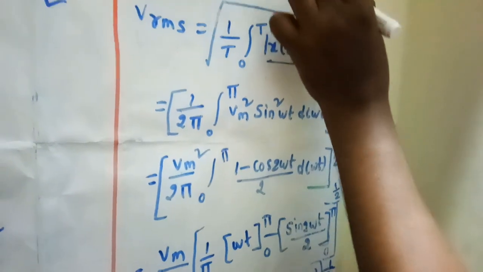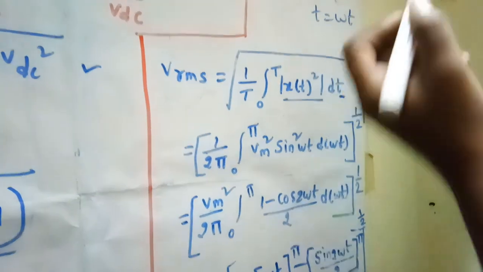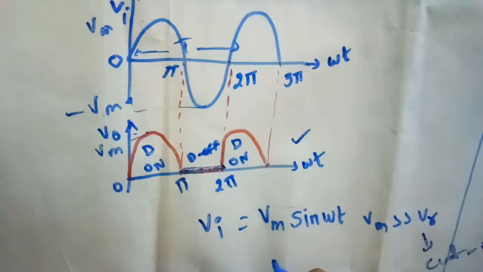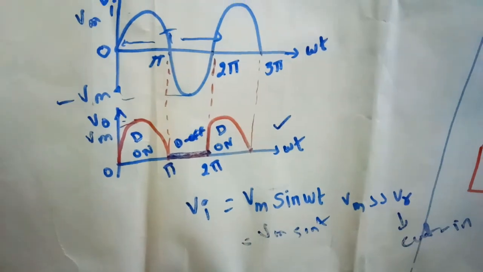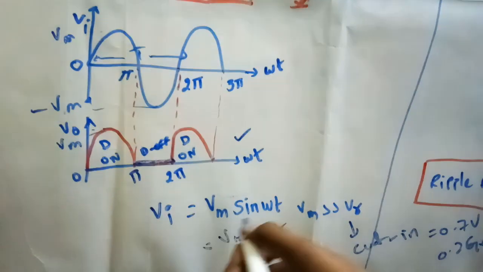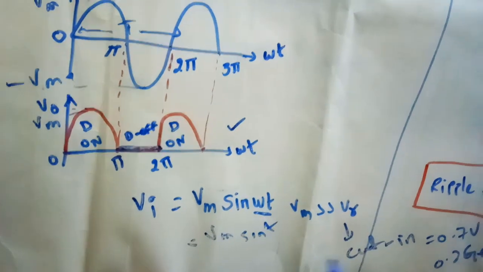T is nothing but omega t. Otherwise you may take directly t as t. See here, Vi is equal to Vm sin omega t. Otherwise V is equal to Vm sin t. Any manner you may take, no problem. V is equal to Vm sin t or sin omega t. In terms of omega t or in terms of time you may take.